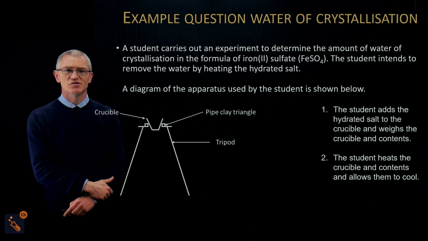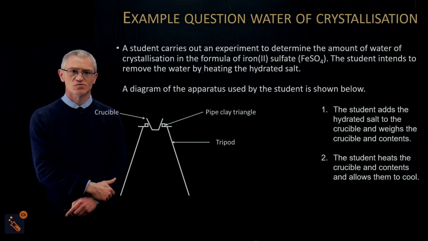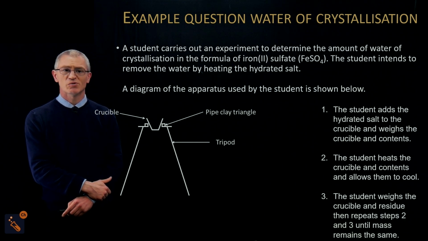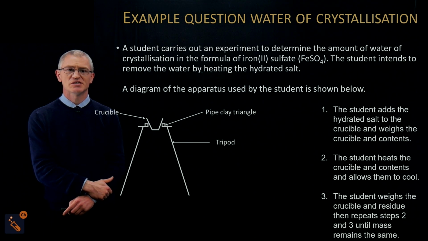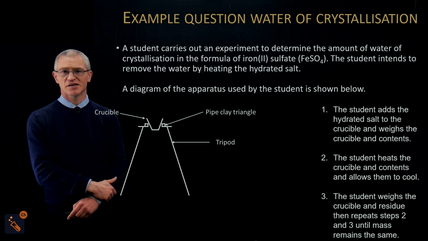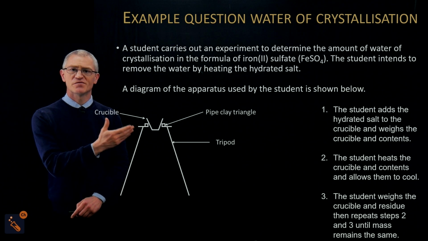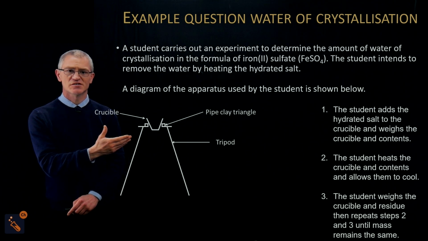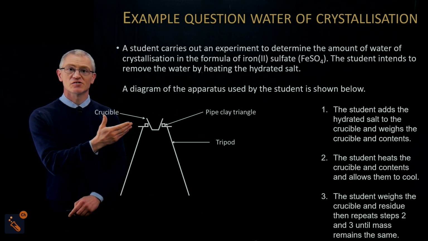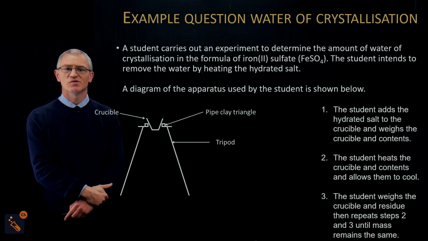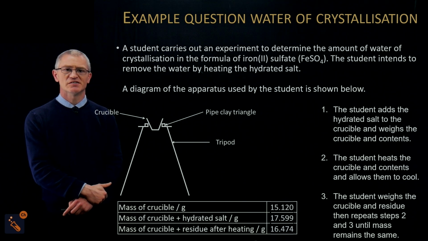Then it heats the crucible and contents and allows them to cool. And then the student weighs the crucible and residue, then repeats steps 2 and 3 until the mass stays the same. Now, before they've done this whole process, they also would have weighed the crucible without anything in it, so they'd know the mass of the crucible without anything in it. So let's look at some of that data.